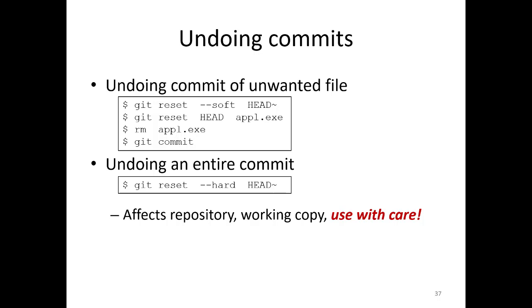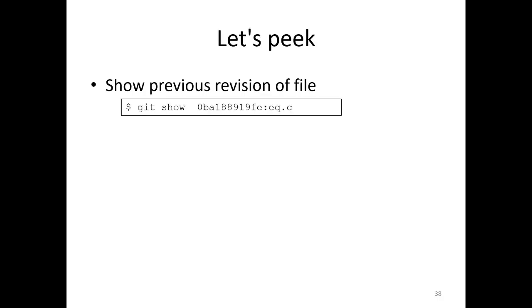So undoing an entire commit is also possible. Then you should do a git reset --hard, and you want the previous commit, so not the head, but the previous one, that's HEAD~. So be careful, because that will affect your repository, your working copy, so use this with care, because if you mess up, you will lose information.